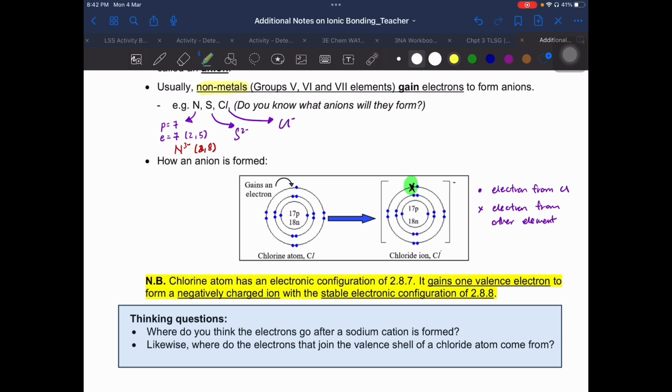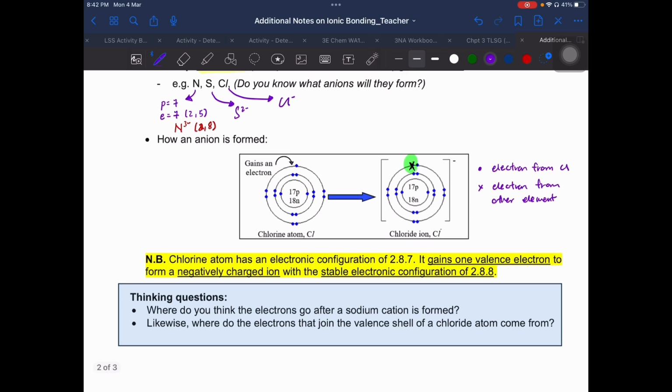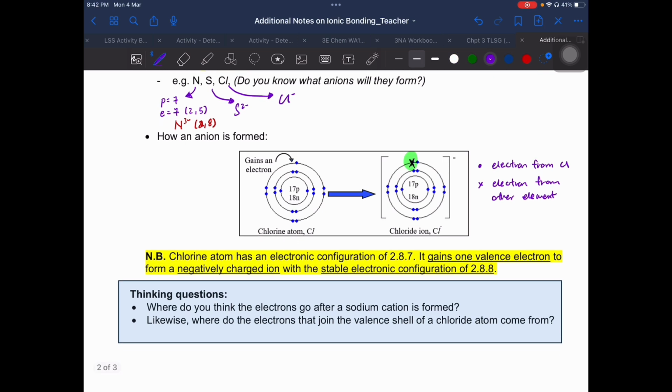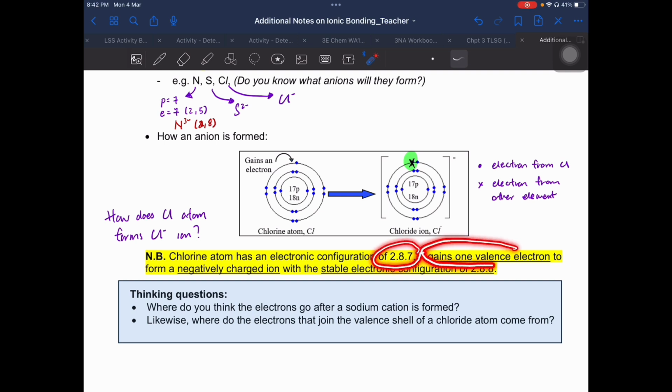And last, this yellow line again. What does this yellow line say? It helps us to explain how a chlorine atom forms a chloride ion. Before that it was 2,8,7, then the change was gaining 1 valence electron, and then it became 2,8,8. So you see that it's a systematic way to explain to people what is going on. That will help to address what the yellow highlighted line means.